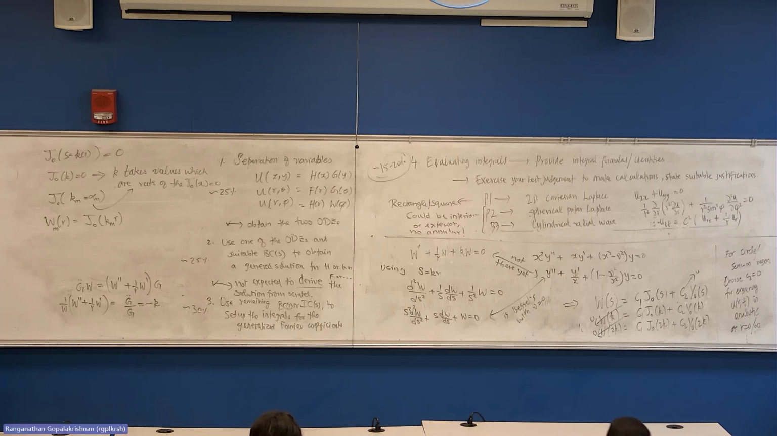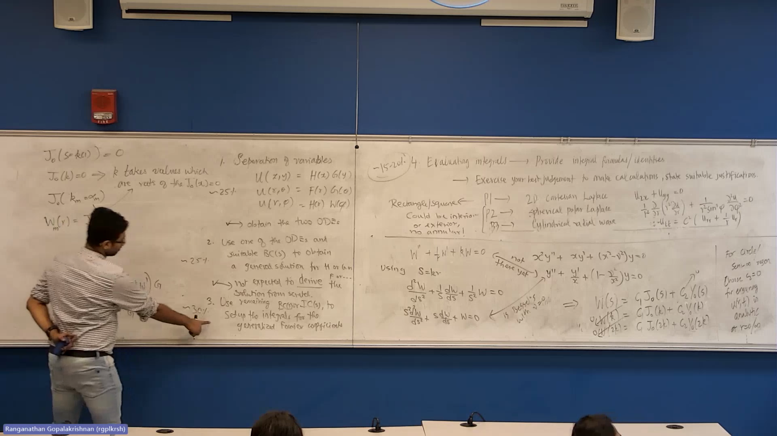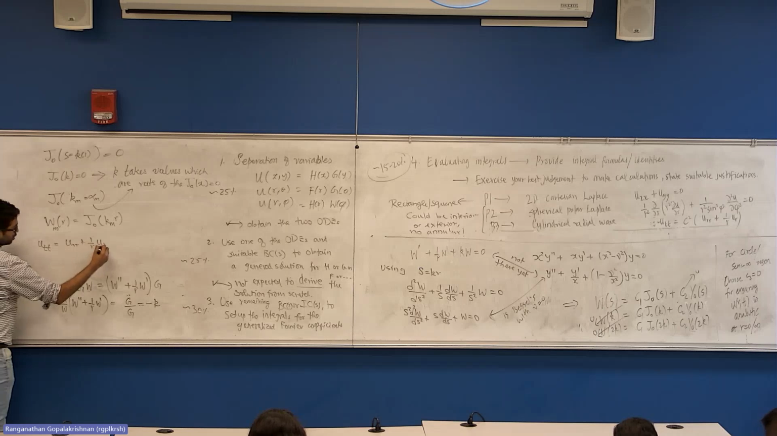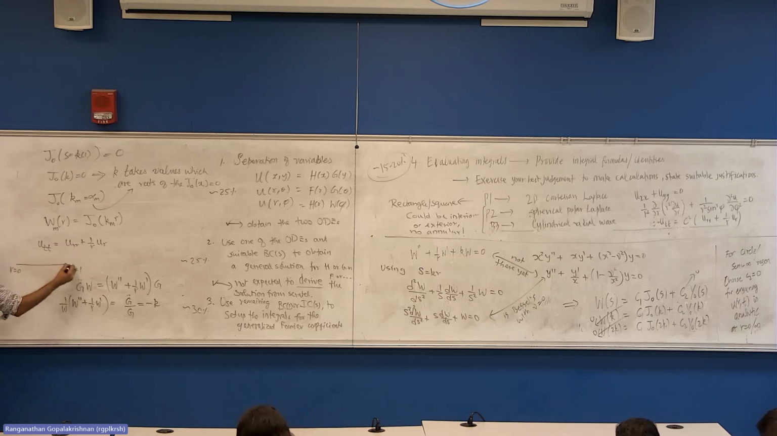Okay, so that we are going through step 3, then we need to use step 4. Step 4 is, I erased it, so I'll rewrite it: u_tt equals u_rr plus (1/r) u_r. You have your domain r equals 0, r equals 1. At this point, u is given to be 0.